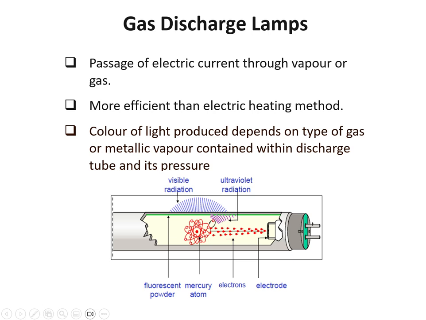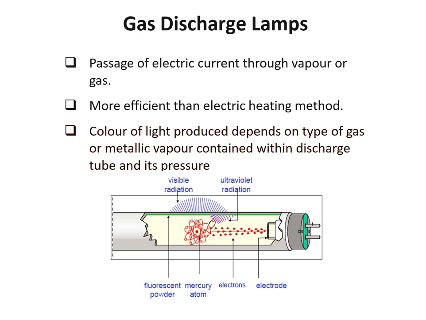There are also gas discharge lamps, which depend on the passage of electrical current through a vapor or gas. So it's more efficient than the electric heating method, right? The halogen lamp and the incandescent lamp function based on heating. You are heating a filament for it to glow, and with that glow comes the light. Whereas this is passing current through a kind of vapor or a gas to illuminate from the visible radiation.